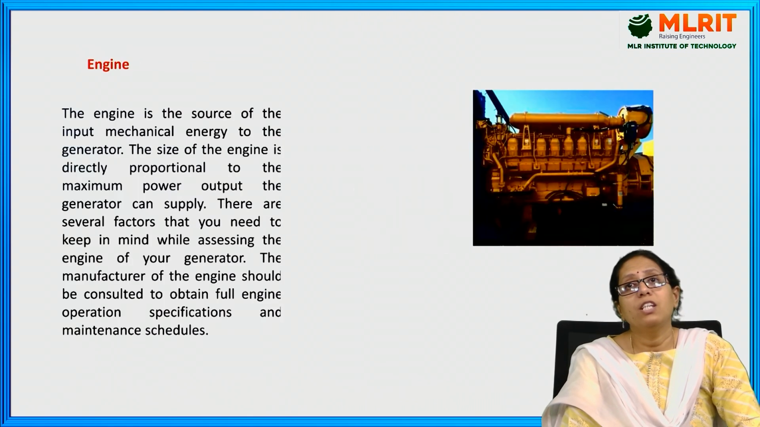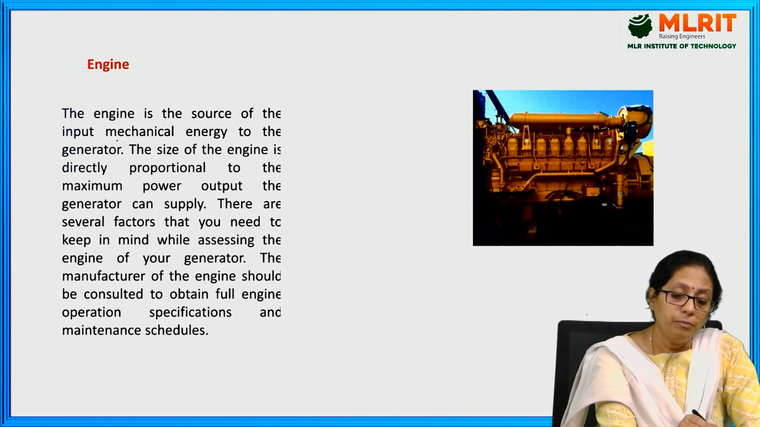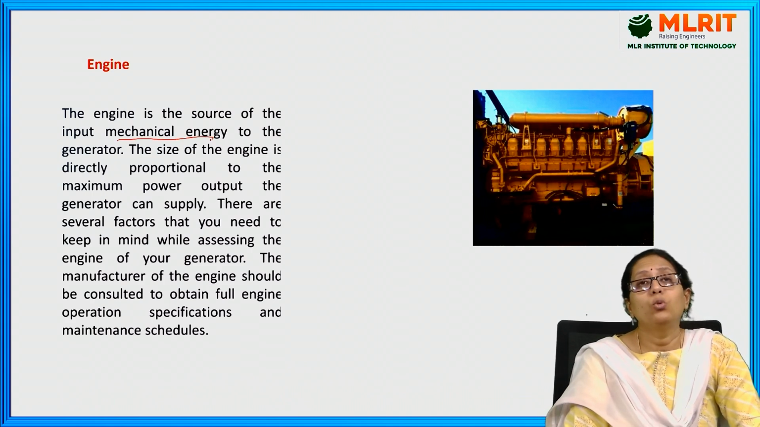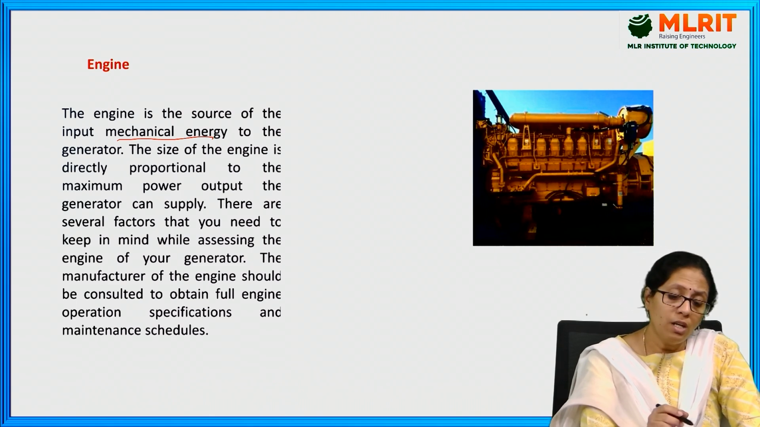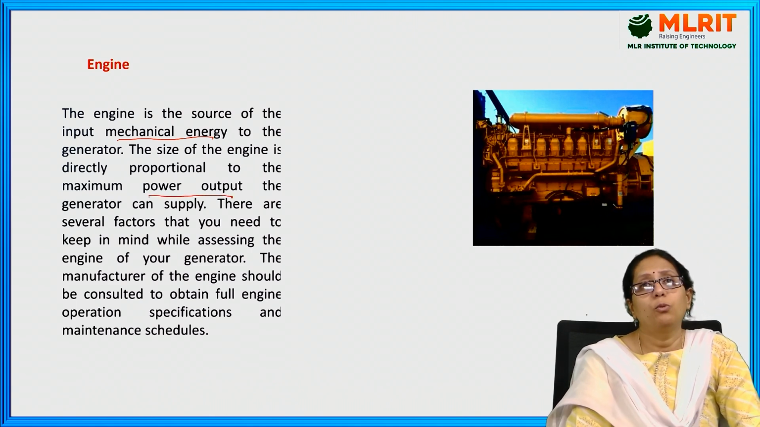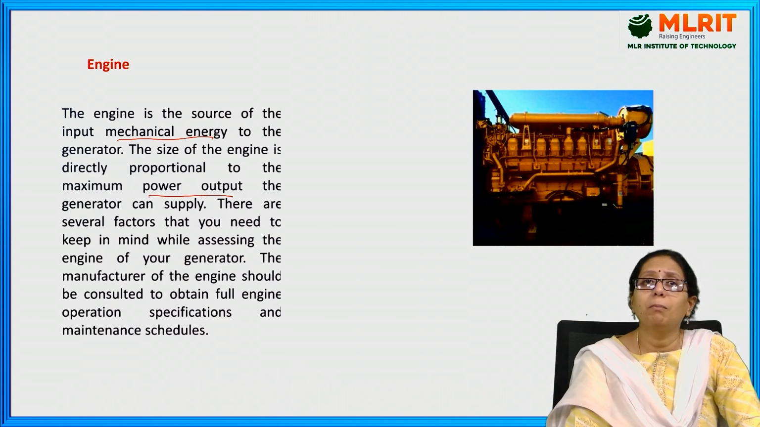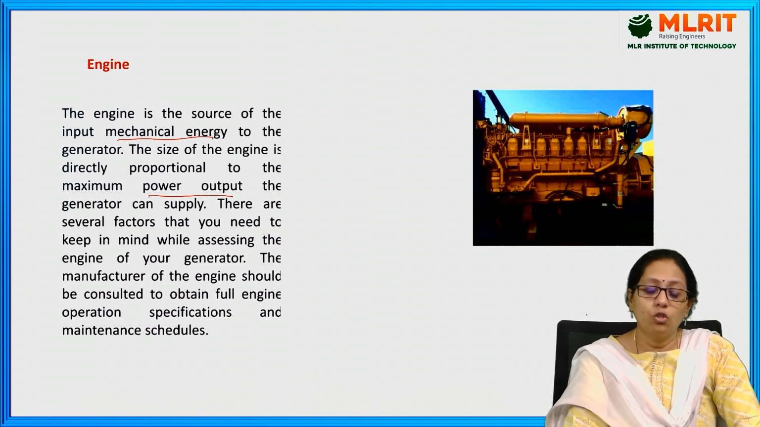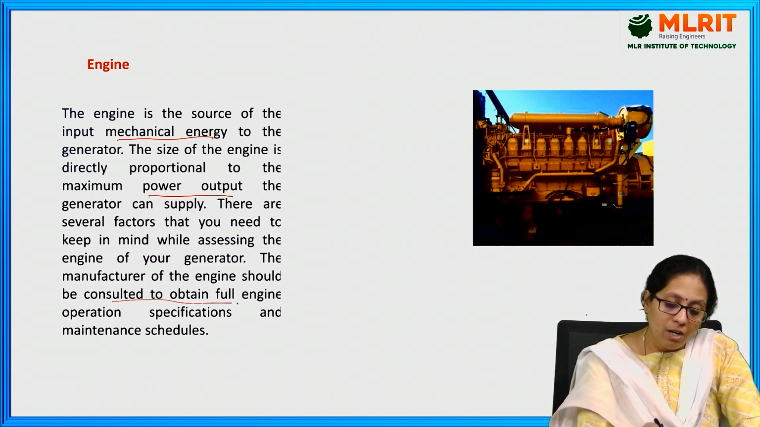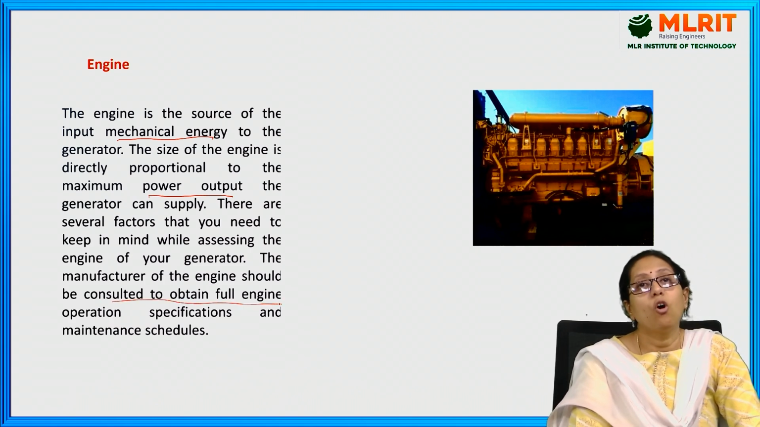The next one is the engine. What is an engine? The engine is the source of input mechanical energy to the generator. The size of the engine is directly proportional to the maximum power output of a generator. There are several factors that need to be kept in mind while choosing an engine for your generator. The manufacturer should be consulted and full engine operation obtained before connecting to the generator.